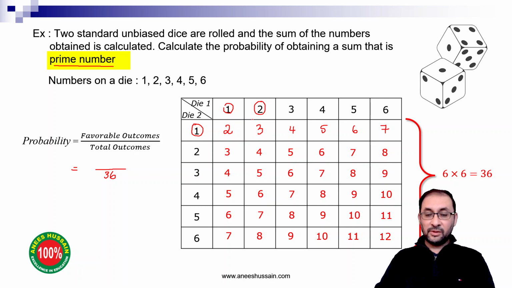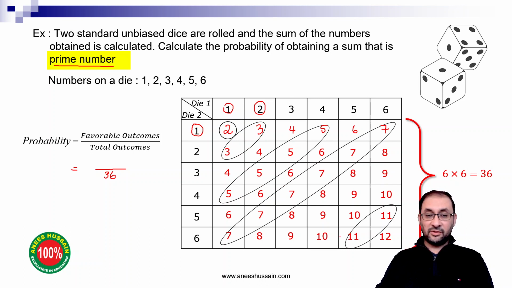So if you look at the outcomes, the numbers written in red, which of these are prime numbers? The prime outcomes are 2, 3, 5, 7, and 11. Those are the only prime outcomes. So let's see how many times they occur. 2 occurs only once, 3 occurs twice, 5 occurs 4 times, 7 occurs 6 times, and 11 occurs twice.